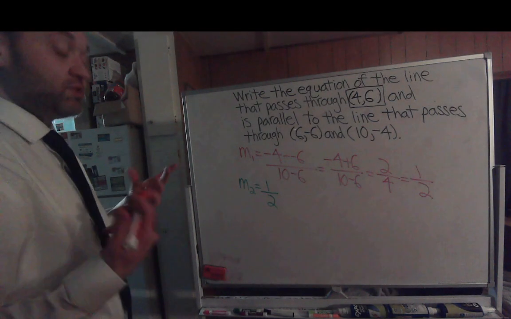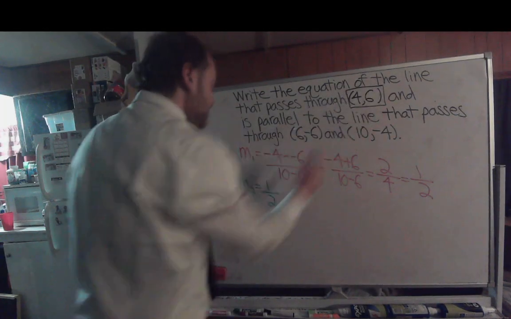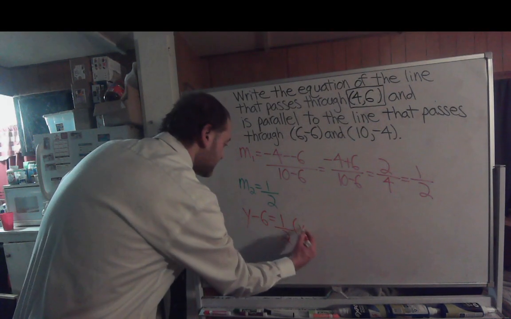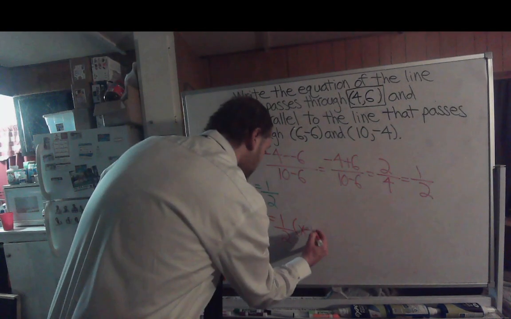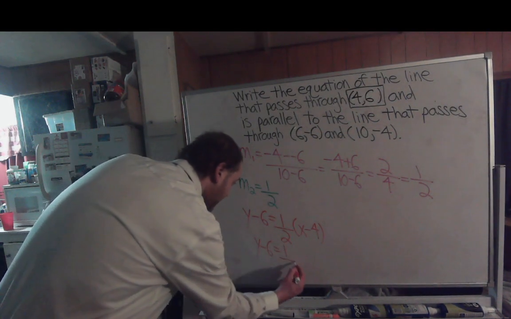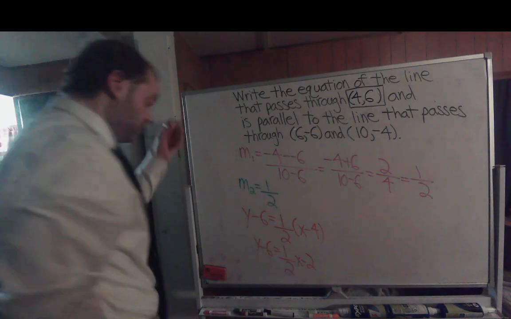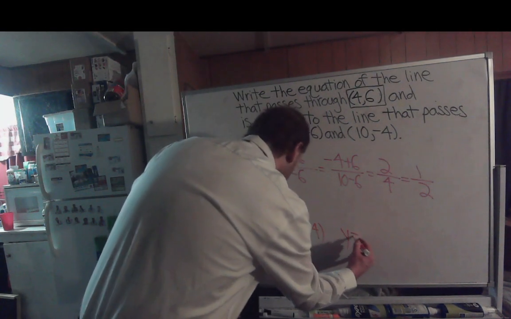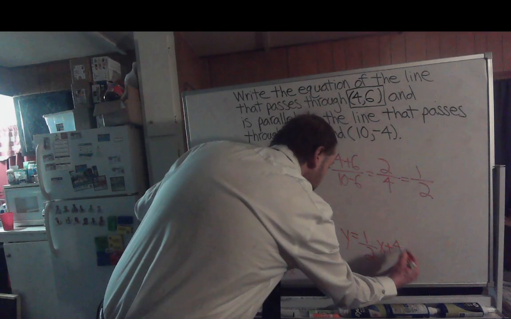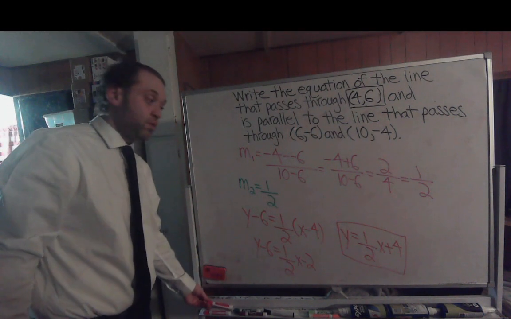Now all we've got to do is use our point-slope form. So take your y minus your y coordinate of 6, set that equal to your slope of 1/2 times the quantity x minus your x coordinate of 4, which gives you y minus 6 equals 1/2 x minus 2, which ends up giving you y equals 1/2 x plus 4. So the equation of the line you'd be looking for is y equals 1/2 x plus 4.